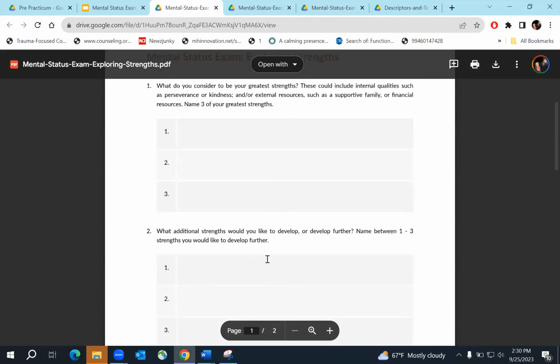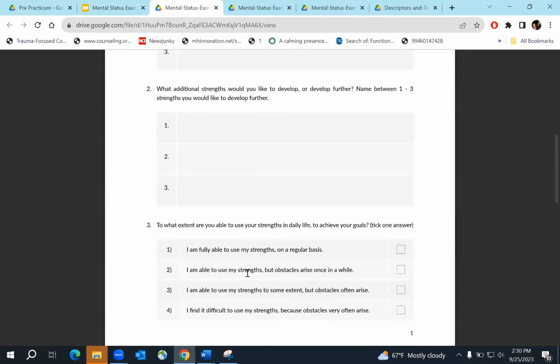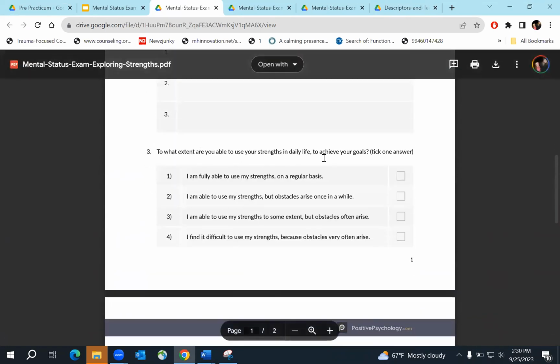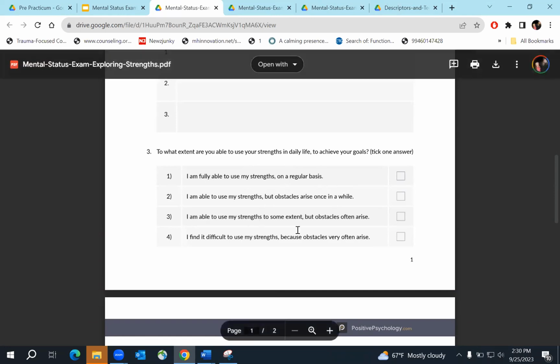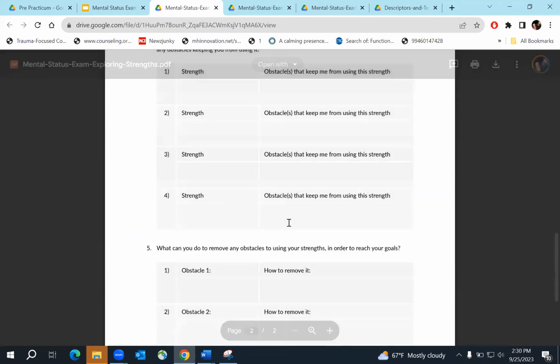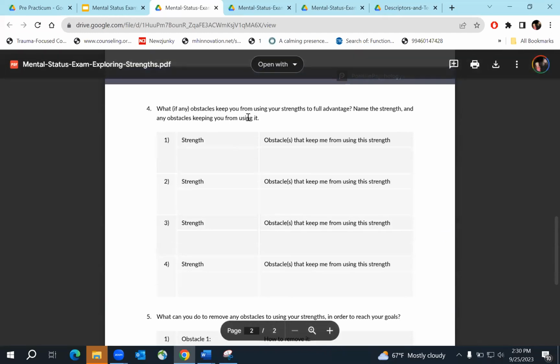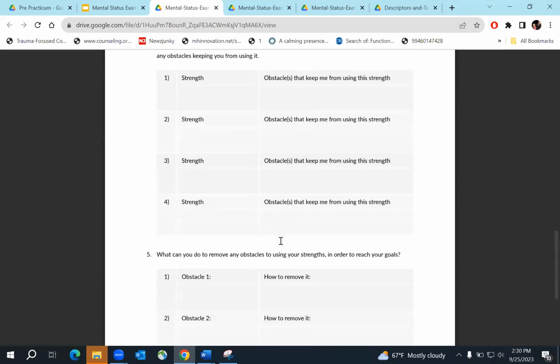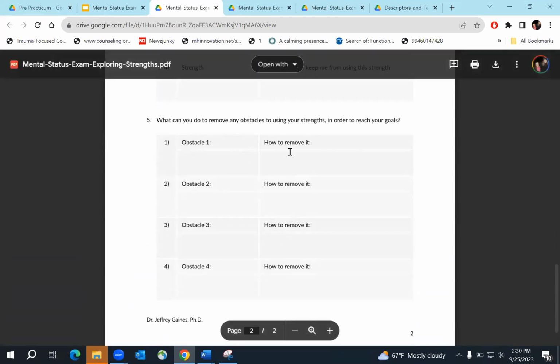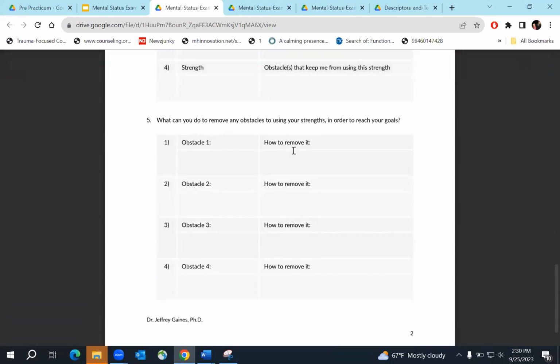What additional strengths would you like to develop or develop further? You write them down. To what extent are you able to use your strengths in daily life, right? So you've got all of these great things going on, but what is your ability to use them? What, if any, obstacles keep you from using your strengths? And we want to list all of those. What can you do to remove the obstacles to using your strengths in order to reach your goals?